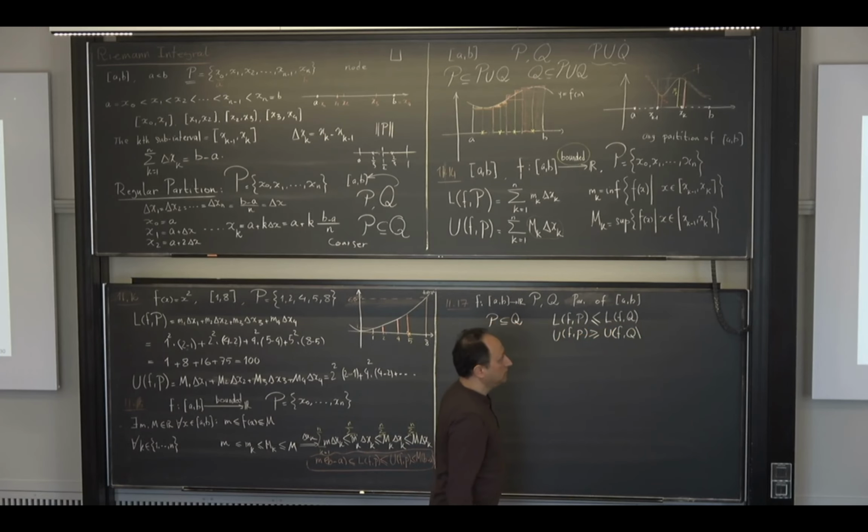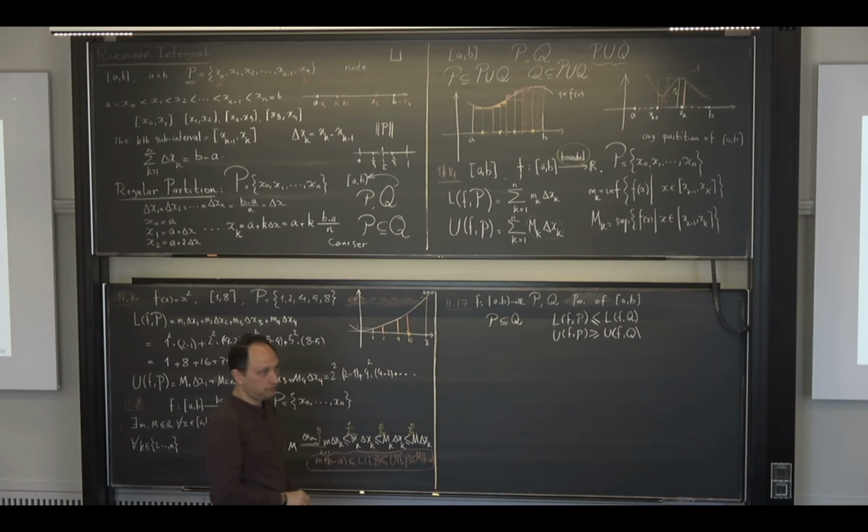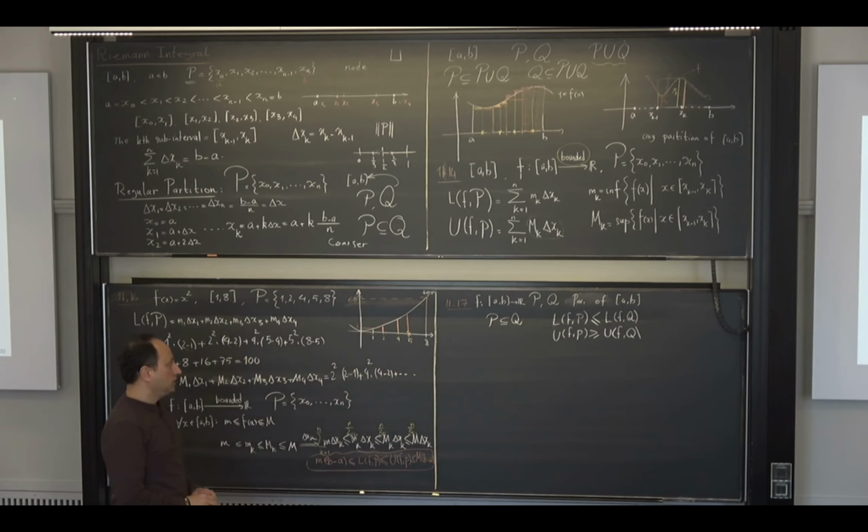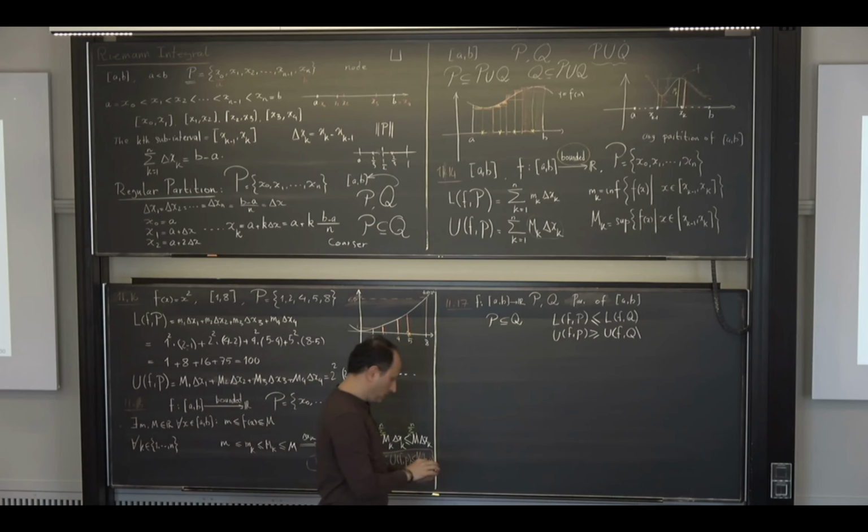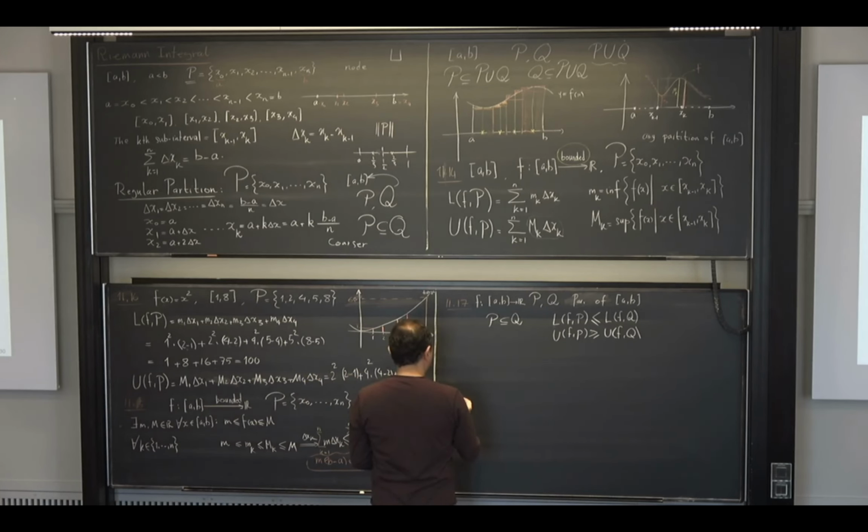Is my notation consistent with what I have written there? Yes. If Q is a refinement of P, it means this. That's correct. So if we want to prove that our intuition really is correct here, let us go at least to a sketch of the proof here.